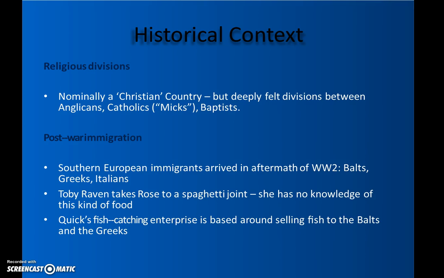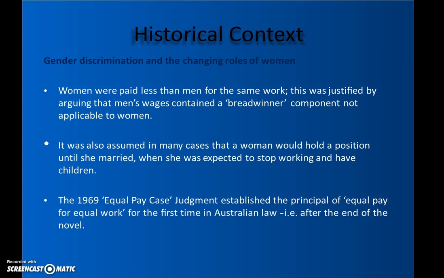There's also the introduction of different cultures through the post-war migration, which we see with the immigrants arriving after World War II, the fact that Rose gets taken to a spaghetti joint, so she has Italian food for the first time, and even Quick's fish catching enterprise being based on selling to the Balts and the Greeks. This is something that would have been new for that time as well.